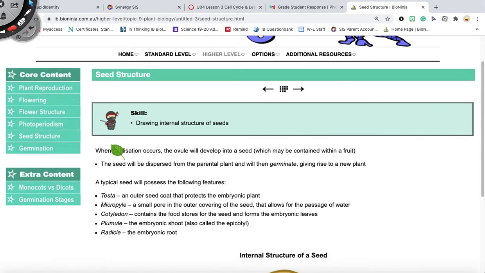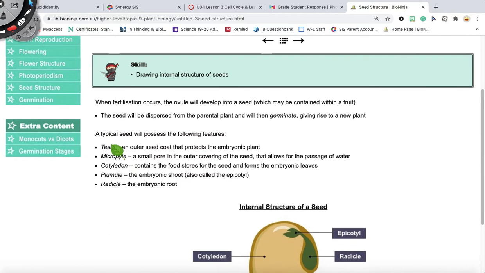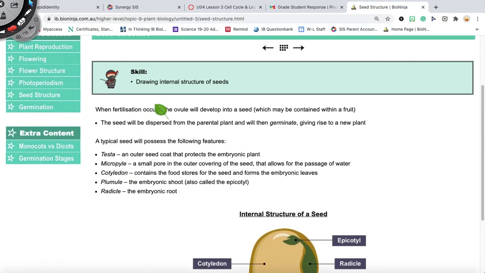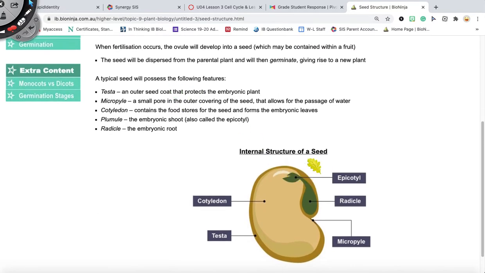Okay, so today we are going to look at seed structure. This is very simple. The skill is to be able to draw the internal structure of seeds. So pretty much what you're going to be drawing is something that looks like this picture here. So let's take a look.